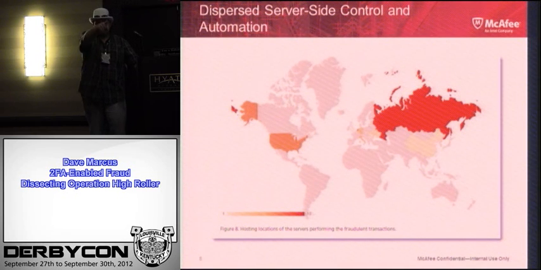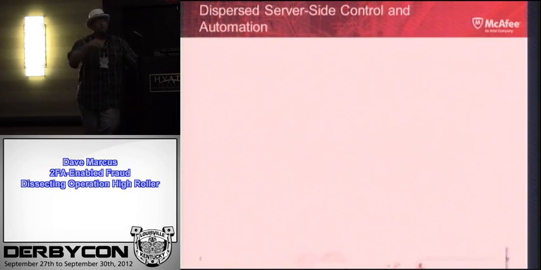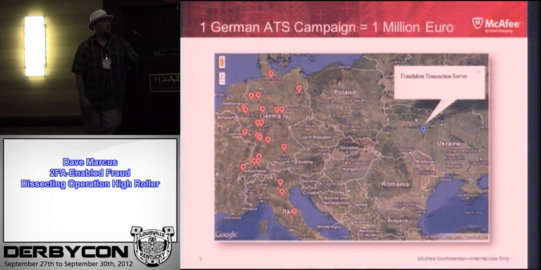So, going to your question, the ATSs were pretty dispersed. Some of them were in the US, some of them were in Germany, some of them were in Russia. Sadly, you always seem to see the same concentrations of IP addresses and stuff.